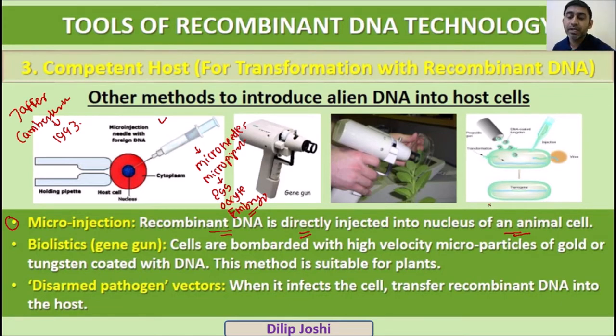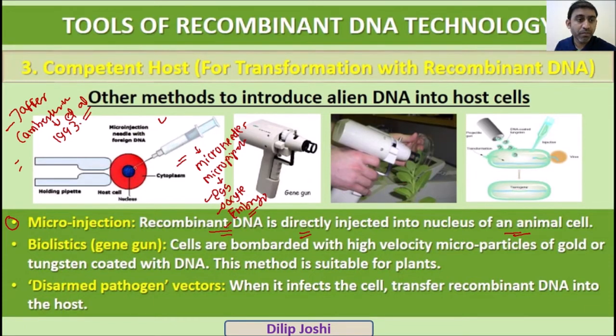What is going to happen in this method? The recombinant DNA is directly injected into the nucleus of an animal cell using this microinjection, or micro needle pipette, and it is used for eggs, oocytes and embryos. It was first discovered by the scientist Jeffrey S. Chamberlain and his co-workers. That's why it is called ETL, meaning his co-workers also, in 1993 at the Human Genome Center in Michigan University, United States.